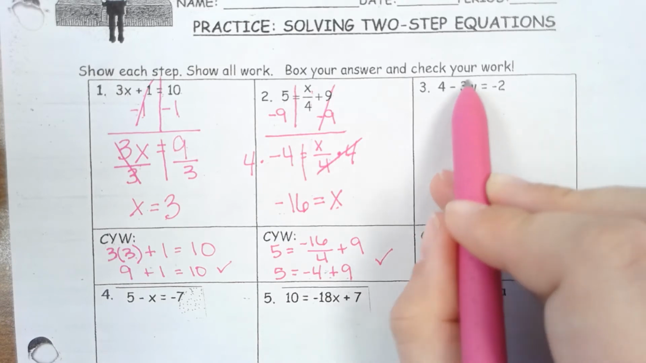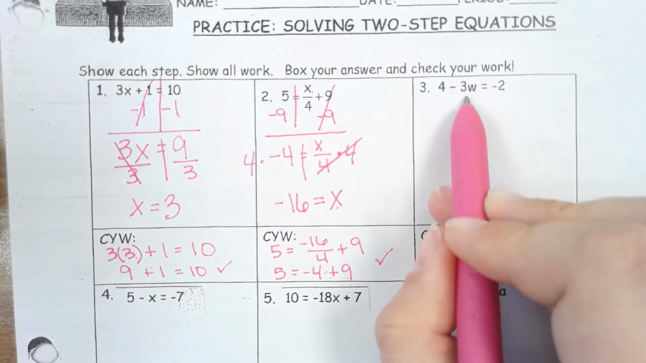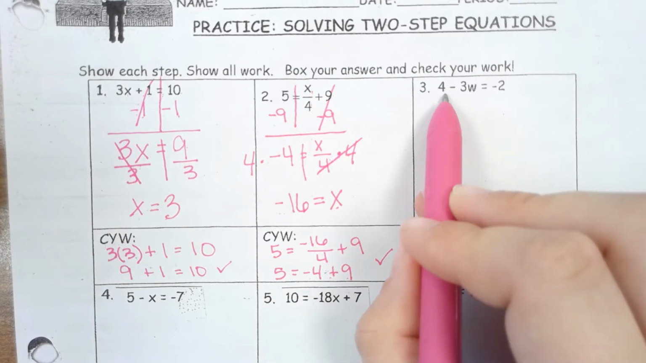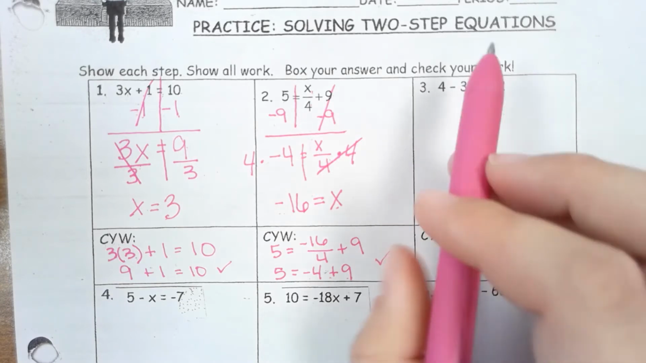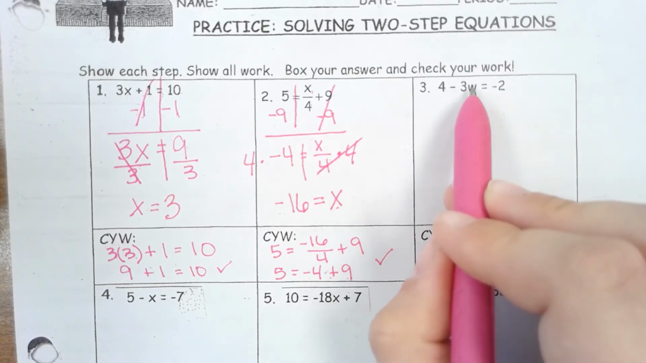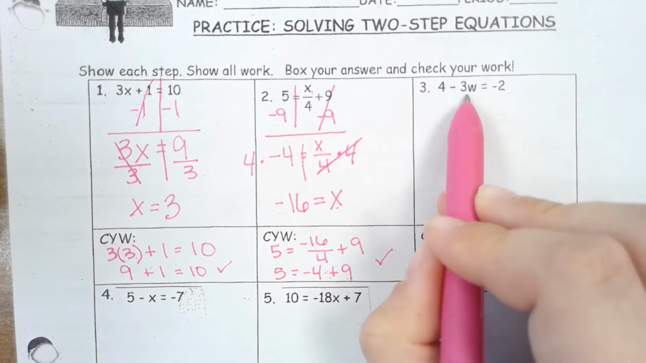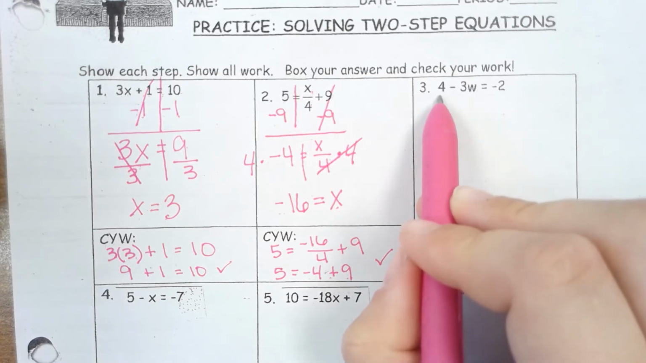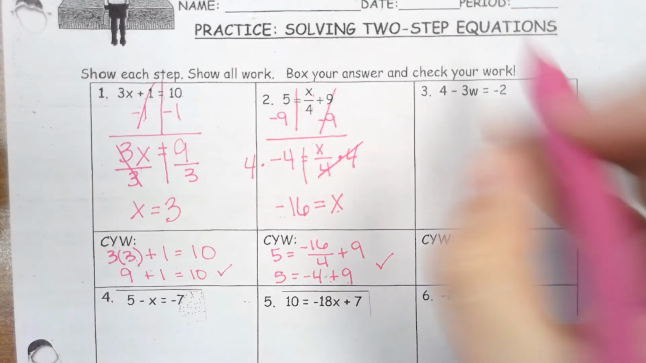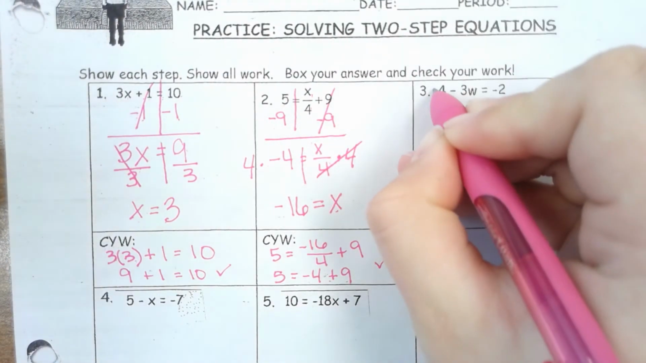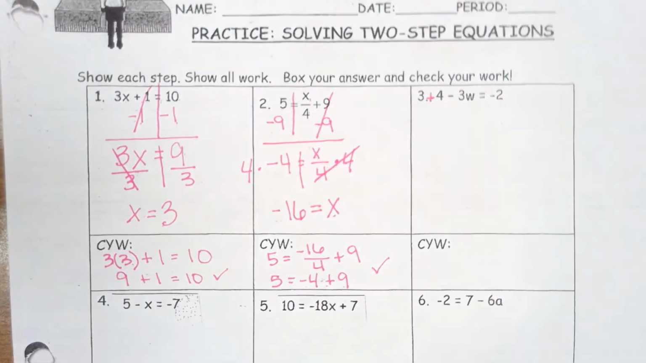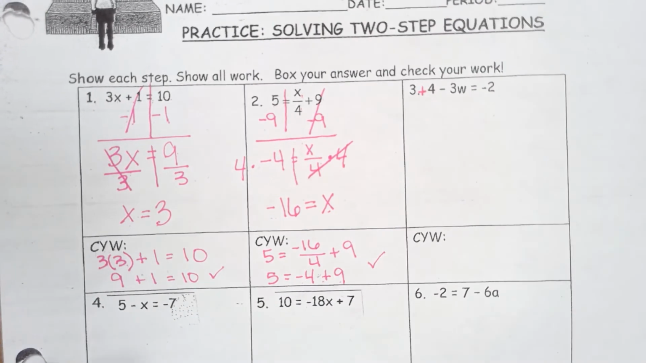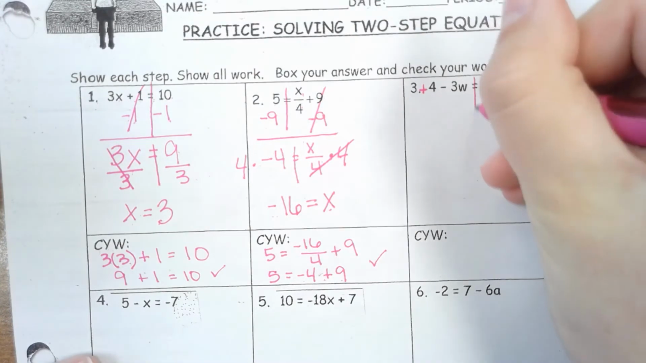So we don't want to move the 3 first. We always want to move the number that's adding or subtracting, which means that it's going to be the number that's not attached with the w. So in this case, we want to move the 4. Okay? So since this 4 is positive, it's technically saying that this is adding of positive 4. So what would be the opposite of adding 4 to move it over to the other side?